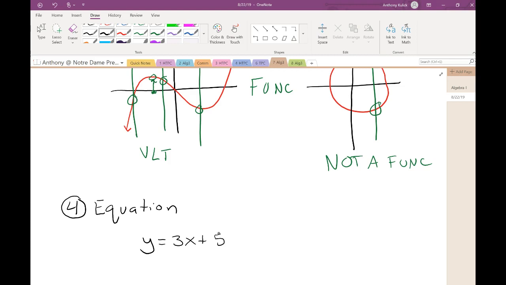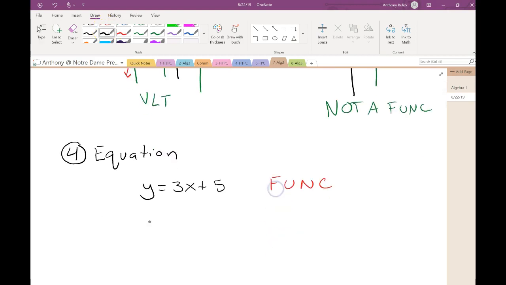A useful way to check this, if you're not really sure, is thinking about what its graph would look like. So what would the graph of y equals 3x plus 5 look like? Like a diagonal line, right? Is that going to pass a vertical line test? Yes. So we should say this is a function. Everybody okay with that idea?